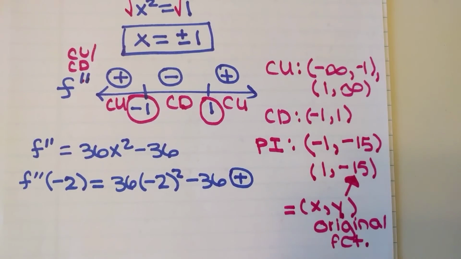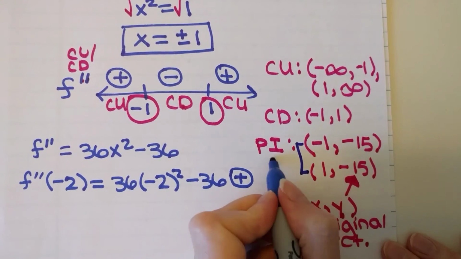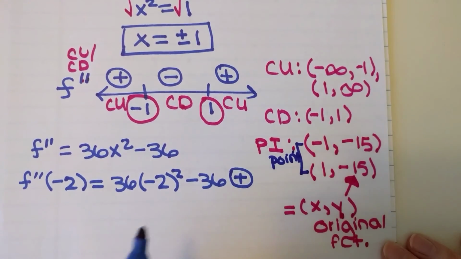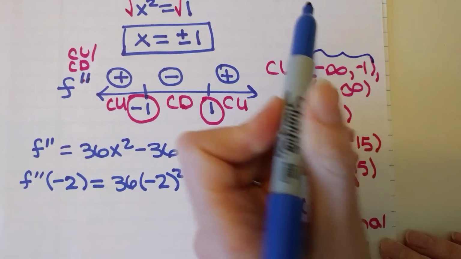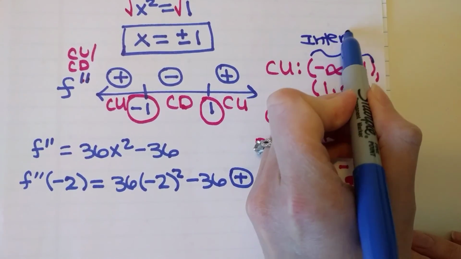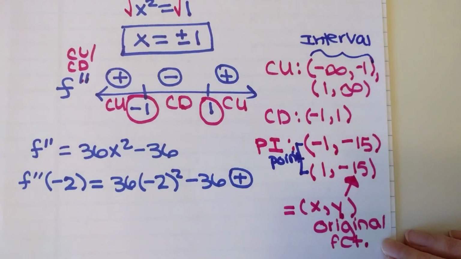So these two notations represent points, and when you are talking about concave up and concave down, this notation represents an interval. So it's representing everything from negative infinity to negative 1.